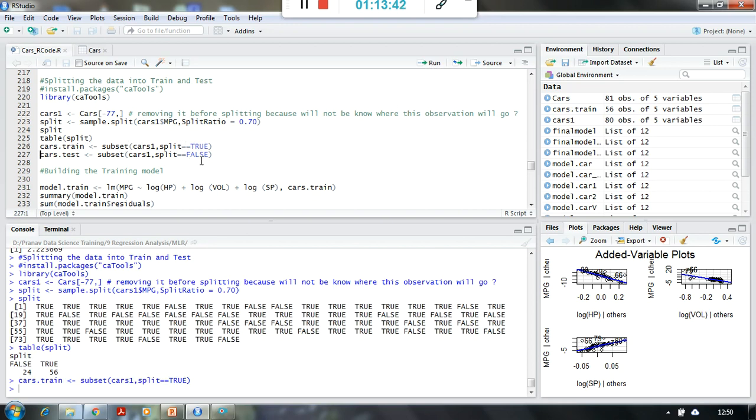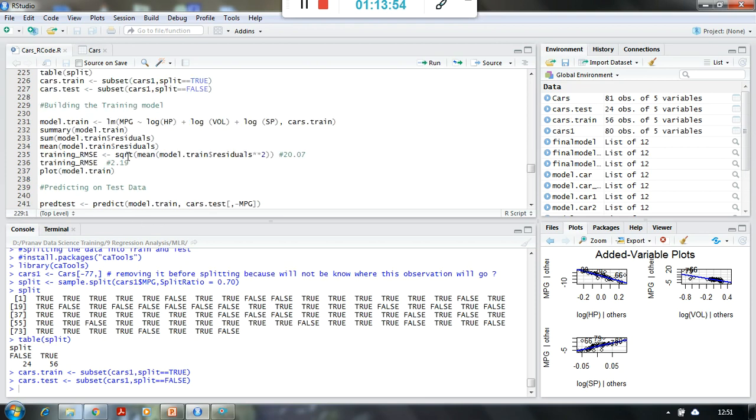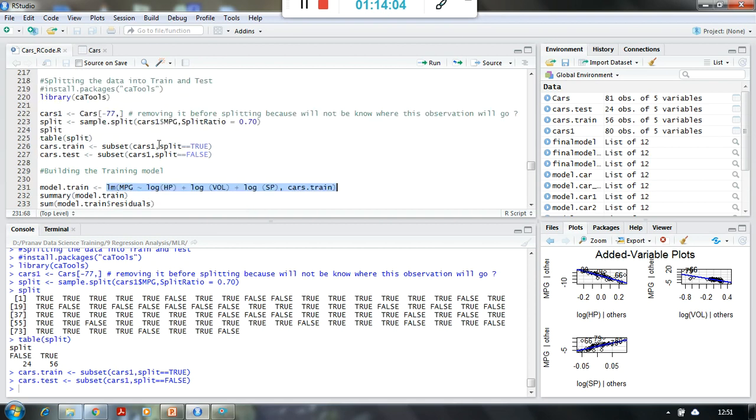Wherever my subset function is writing, and I'm saying that wherever my split value is matching with the false value, then that subset should be called test. So my train and test subsets are ready. Now I'm going to build my training model. We have already removed the 77th variable because we have created a new data set called cars1. Cars1 we have split into train and test.